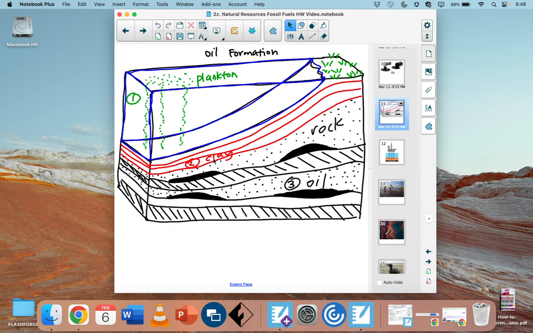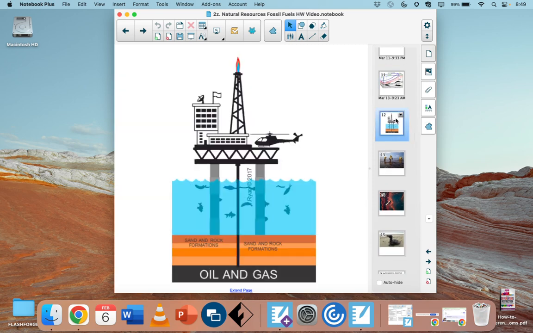Then over hundreds of millions of years, this clay gets compressed and turns into rock. In between the rock, if you see these pockets of black oil, it's the dead bodies of the plankton that got squeezed over time through extreme heat and extreme pressure. This is all happening under the ocean floor. That's how oil is created. So oil is hundreds of millions of years old dead plankton bodies.